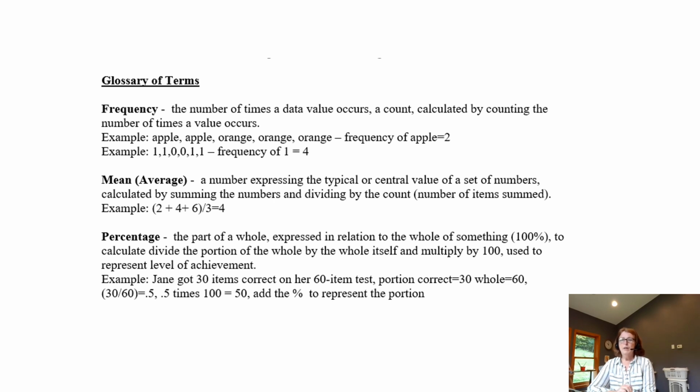Percentage, you have to know how to calculate a percentage. It's okay to use calculators in this assignment, but if you wanted to do it manually, let's look at the example. Jane got 30 items correct on her 60 items test. The portion correct is 30. The whole number of items is 60, so you could divide the portion she got correct, 30, by 60, and that would give you 0.5. And then you always multiply the result by 100. So 0.5 times 100 is 50. So 50%. She got 50% correct. Again, if you don't want to do that by hand, you can use a calculator.